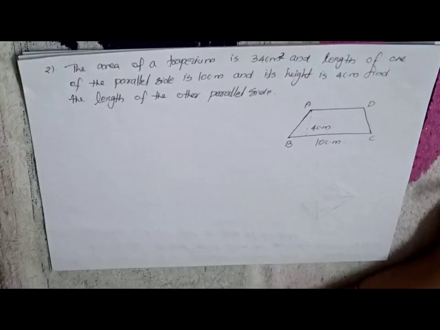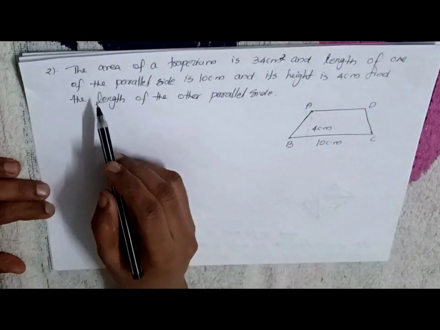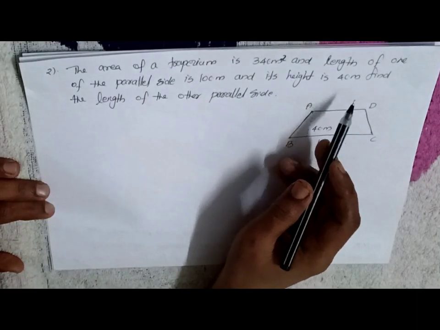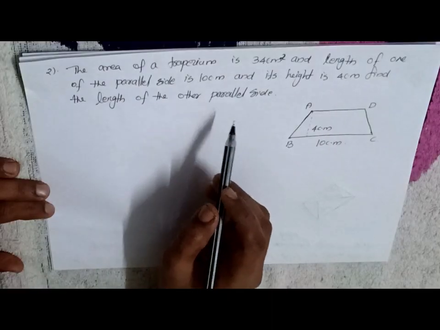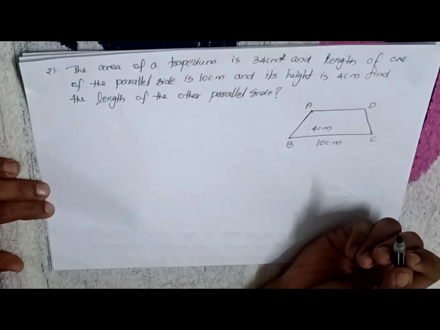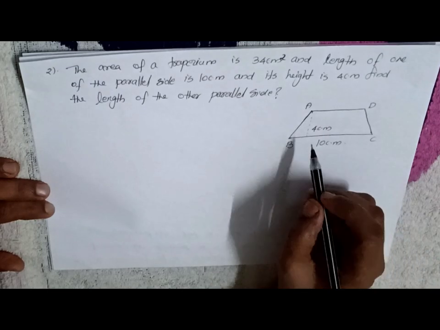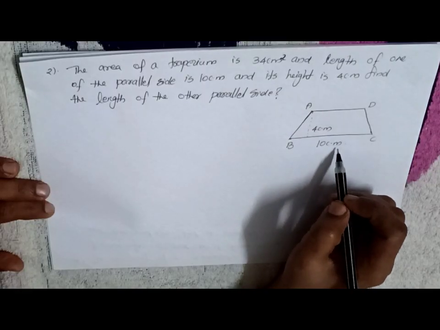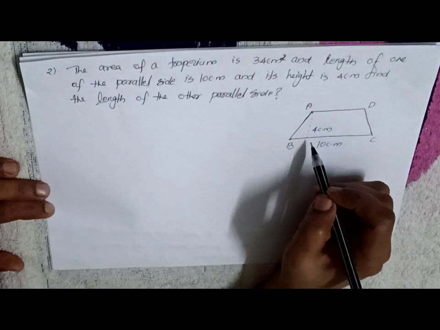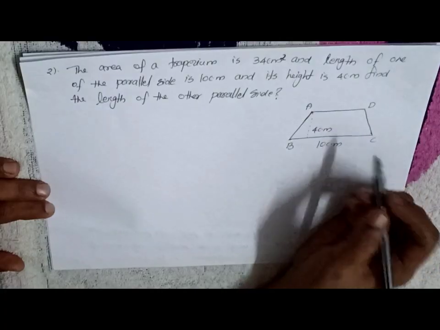Second question. The area of a trapezium is 34 centimeter square and the length of one of the parallel sides is 10 centimeter and its height is 4 centimeter. Find the length of the other parallel side. Here, the given trapezium has area 34 centimeter square and the length of one parallel side is given, it is 10 centimeter. Then the distance between the two parallel sides is also given, that is the height of the trapezium is 4 centimeter. We have to find out the other parallel side.